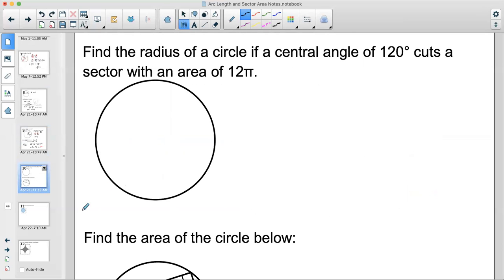And here's a couple more little problems, then we'll be done. This one says find the radius of a circle if a central angle of 120 degrees cuts a sector with an area of 12 pi. You don't have to draw a picture here, but I will just so we can remember what we're talking about. Here is a circle. 120 is about there, maybe. We imagine that this is our central angle theta, and it's 120 degrees.